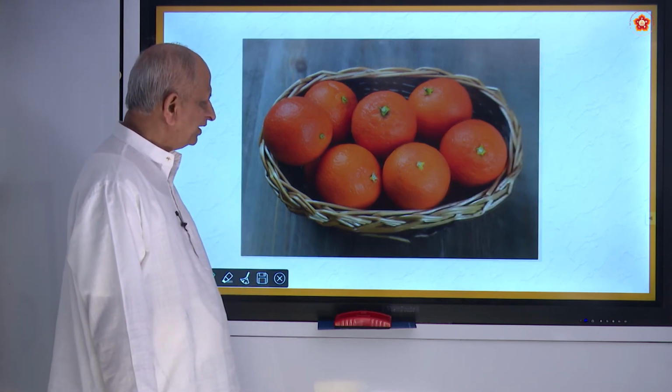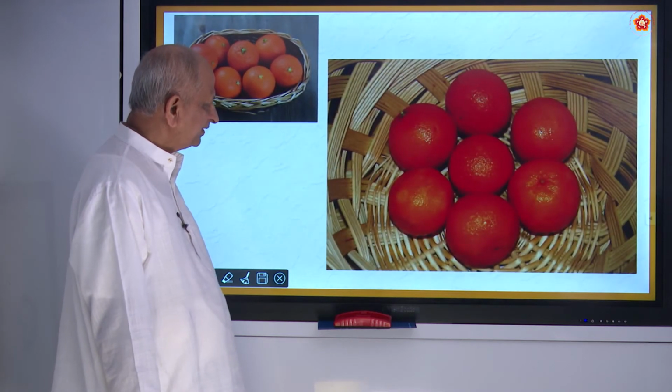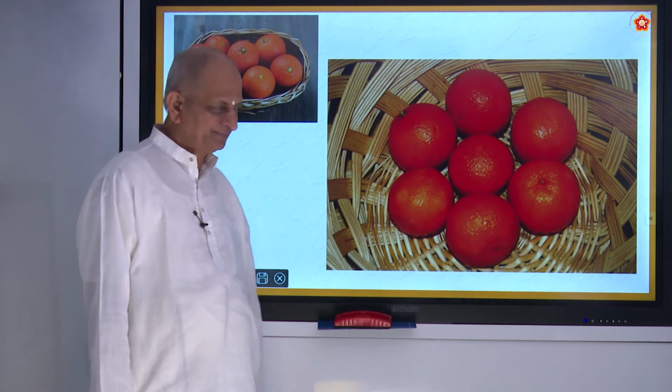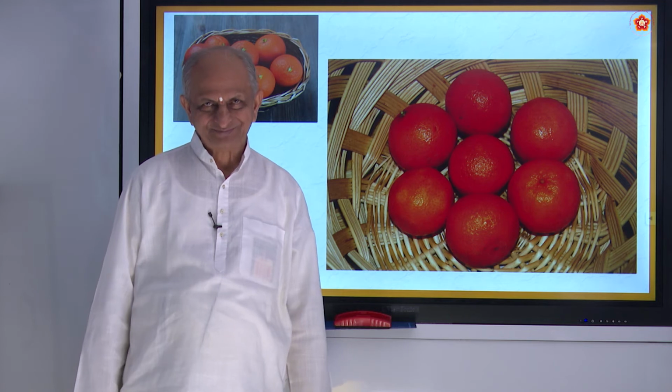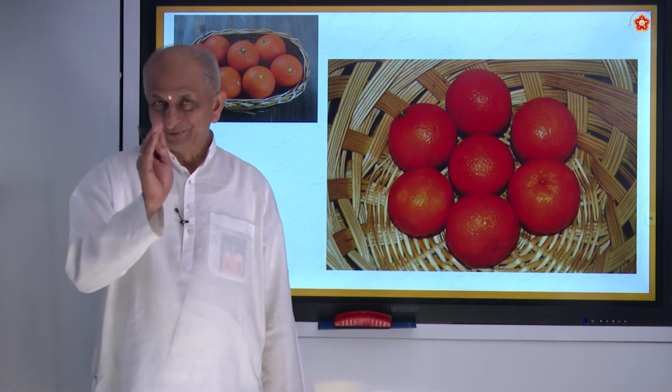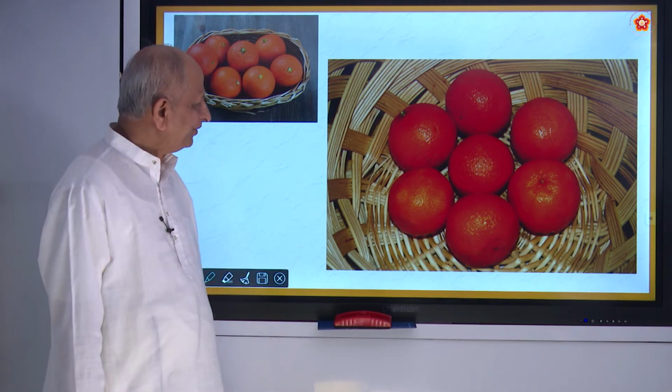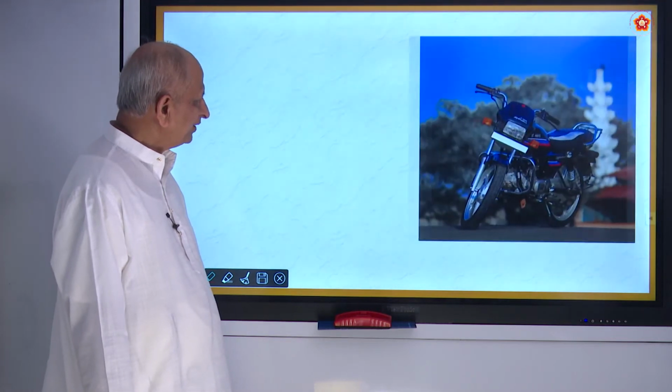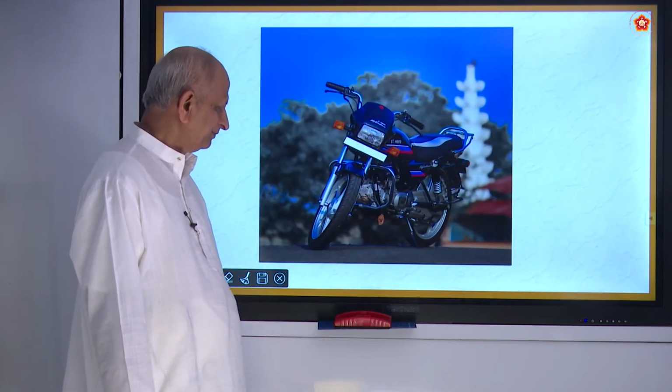And there will be what is called cost price and selling price. And then we say profit. Nobody will do business without profit, right? So this is how oranges or business is done.